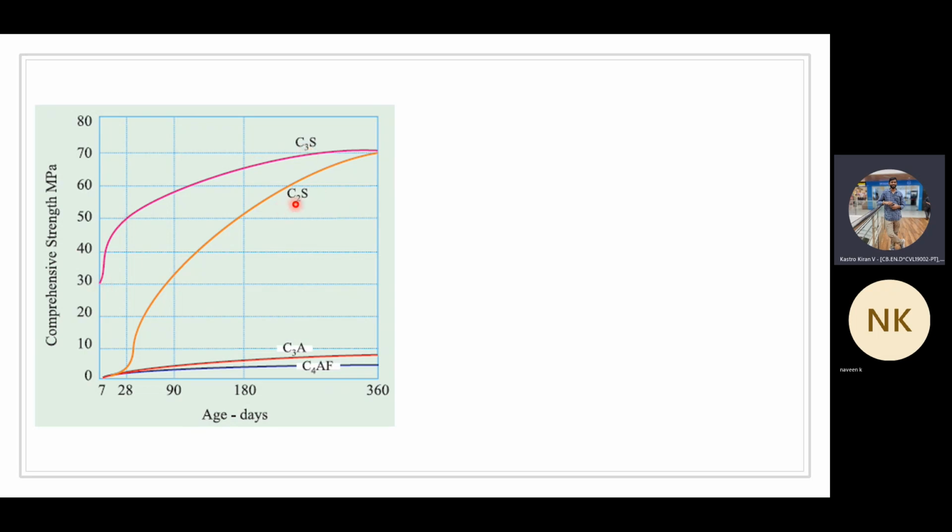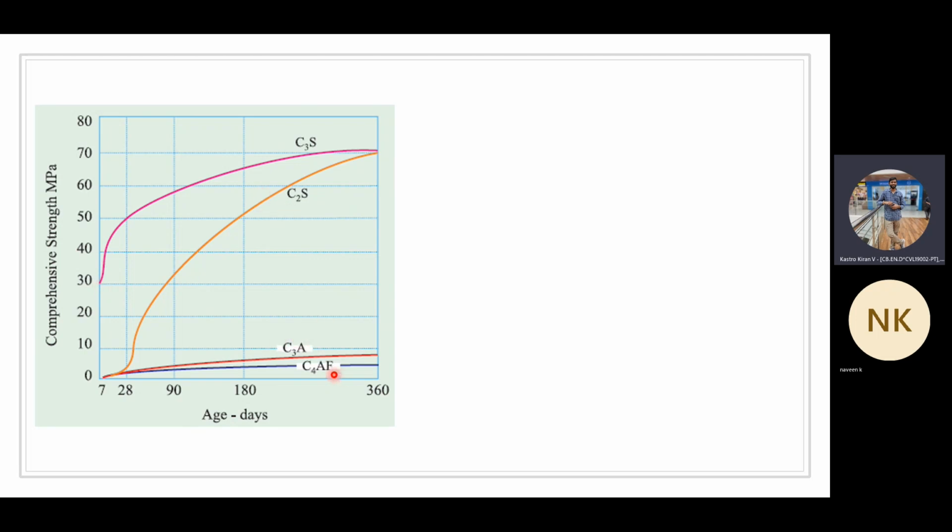But C2S starts attaining strength after 7 days. That means somewhere between 7 and 28 days, it started attaining strength. You can see the curve of the C2S compound starting somewhere at this particular point. So C2S is responsible for the later strength and C3S is responsible for the early strength of the cement.